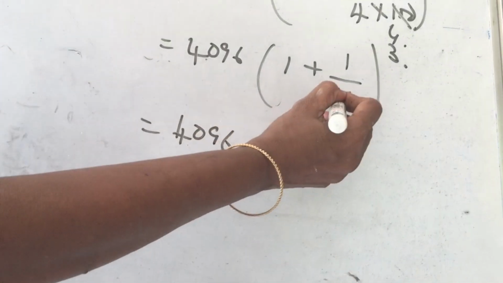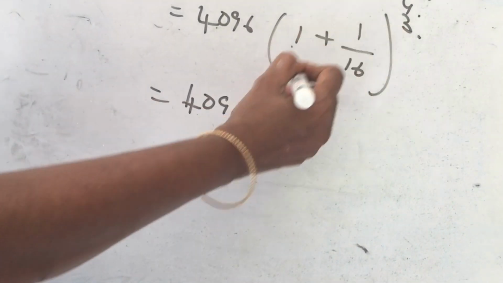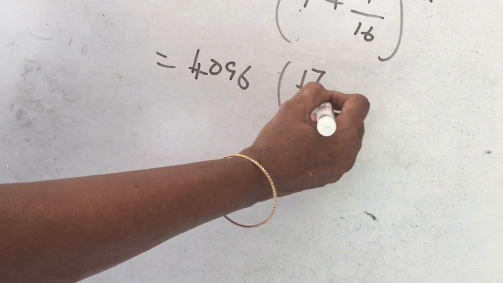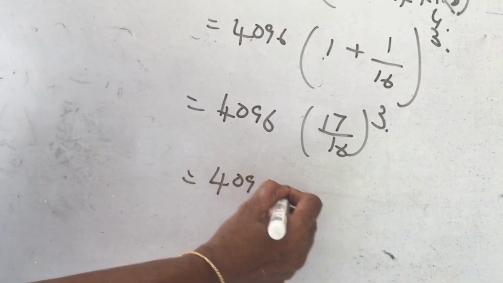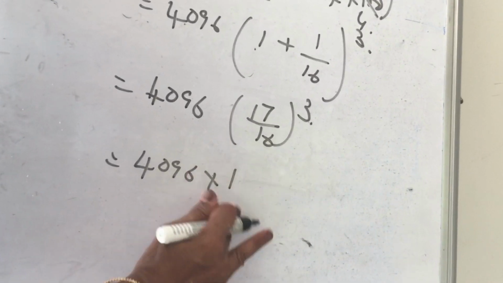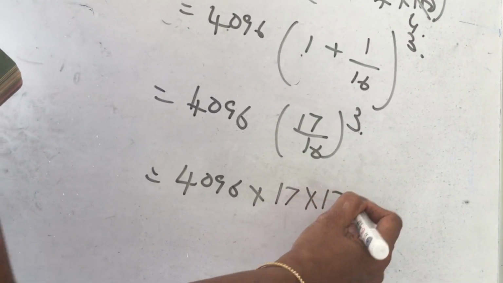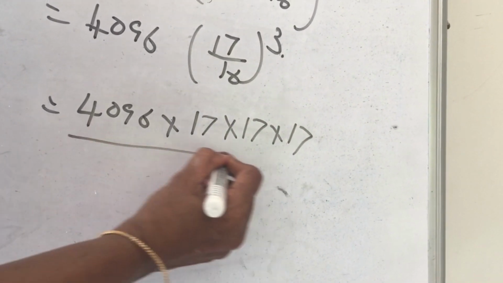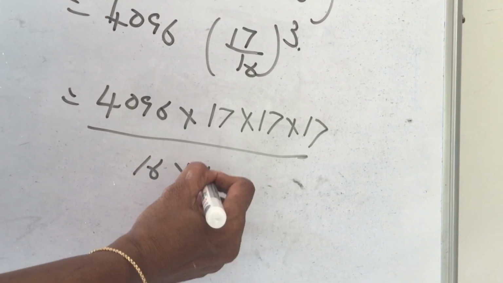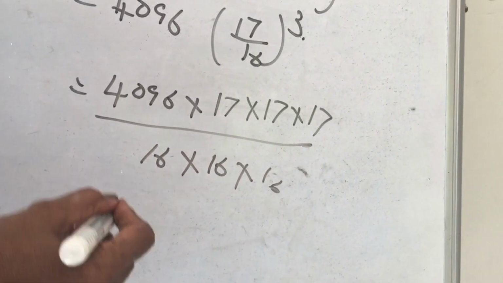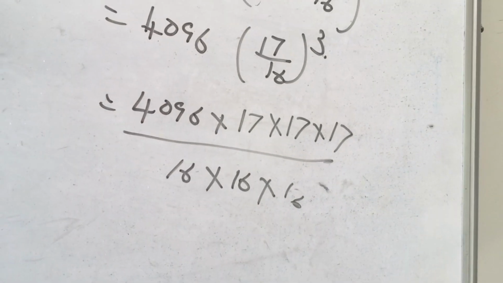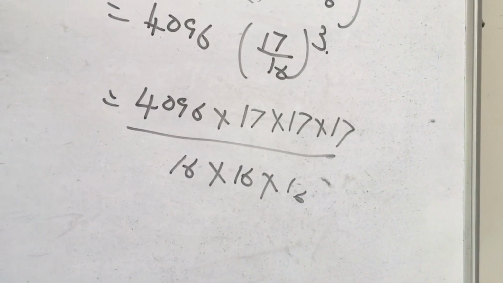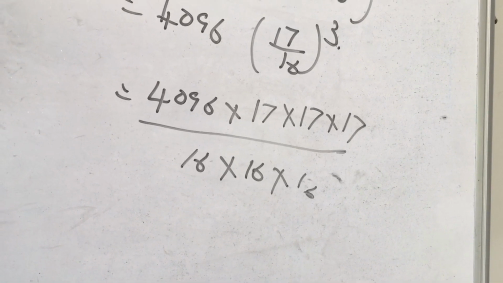4096. 16 ones are 16, plus 1 is 17, by 16, whole power 3. As the power is 3, children, how many times should you multiply? 16 into 16 into 16. 16 goes 256 into 4096. How many times, children?